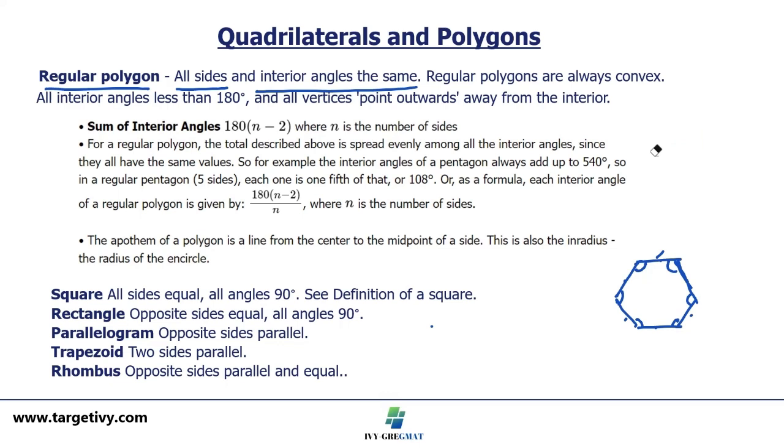All interior angles are less than 180 degrees. So remember, all these angles, they are less than 180 degrees. All vertices point outward away from the interior. So obviously they are all pointing outside. Now, this is for our understanding. What comes handy are these two. The sum of the interior angles of a polygon is 180 multiplied by (n minus 2).